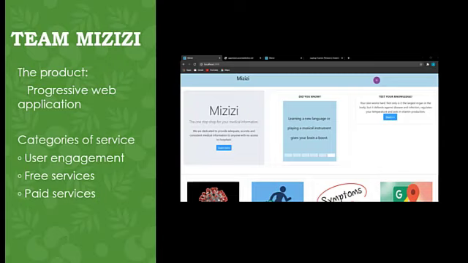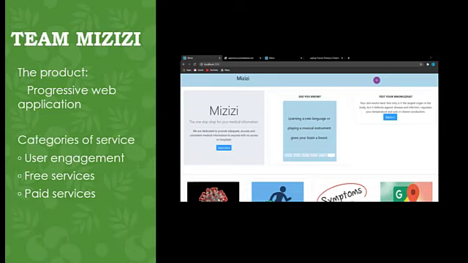design and finding information to put on our pages, like the images for some of our services and some of the procedural aspects of things. Those were my primary tasks and they were absolutely wonderful. Next up, we're going to look at the product, what we actually created as Team Mizizi.